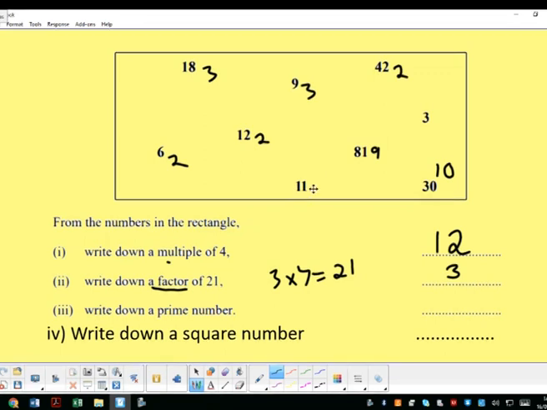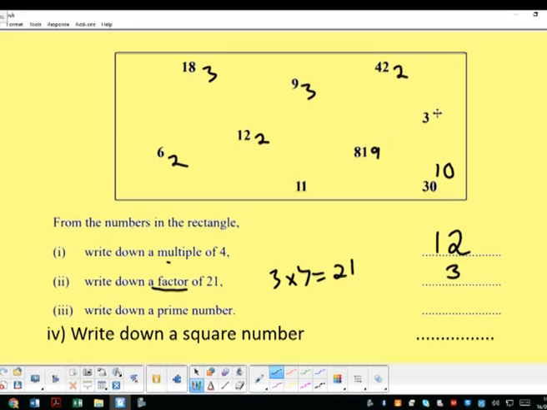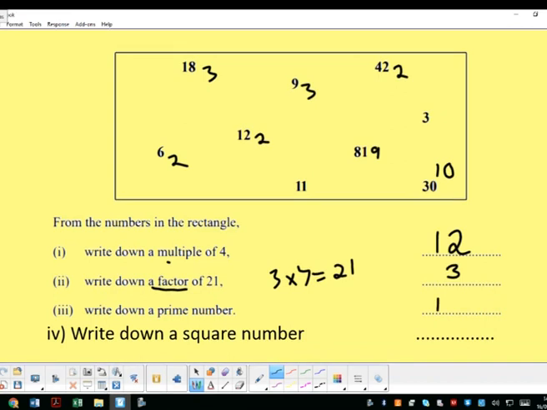Okay, 11, only 1 and 11 go into it. 3, only 1 and 3 go into it. So you can have 11 or 3.